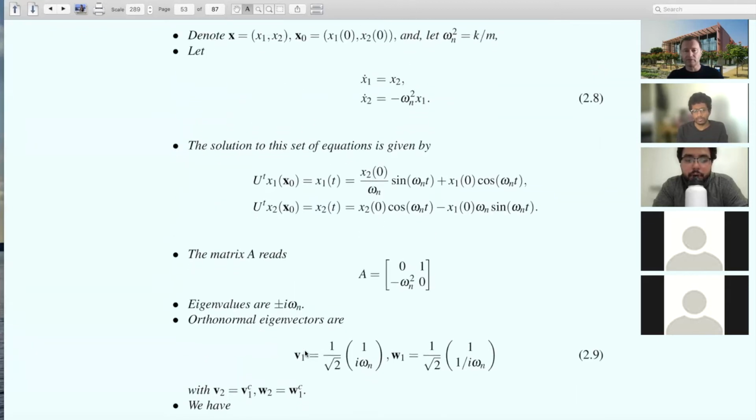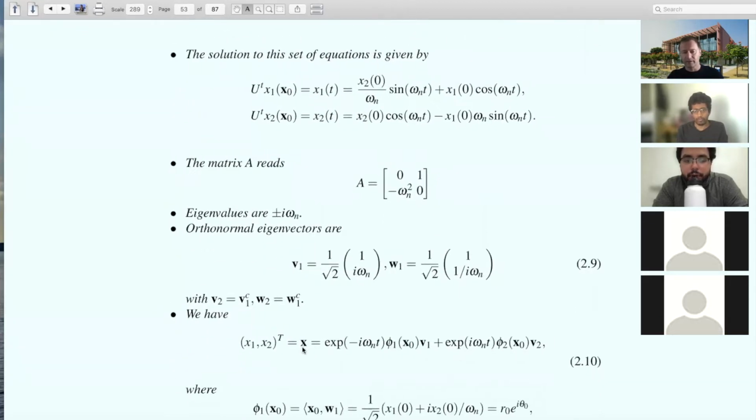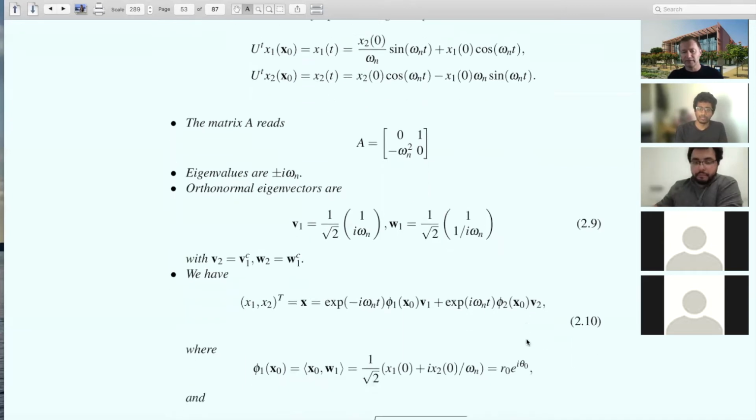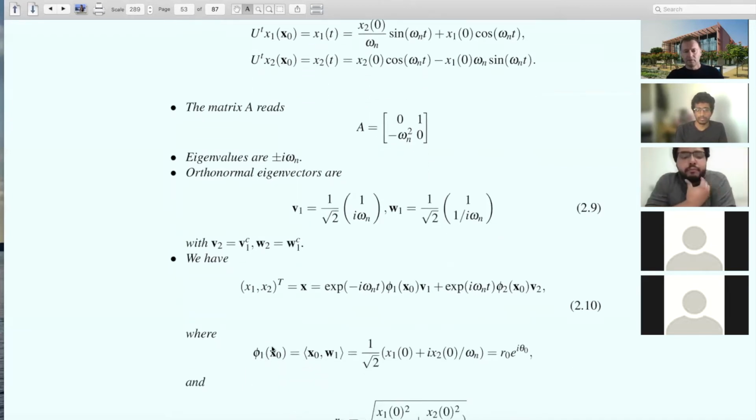So now, according to our expression on the previous page, we have that the evolution of our vector x at any time t is e to the first eigenvalue, minus i omega n t, so that's lambda 1 t, phi 1, that would be the eigenfunction, v1, plus e to the i omega n t phi 2 v2. All right, so let's find phi 1. We found v1 and v2, right, so far from the matrix. So these are the modes, the Koopman modes. Let's find the eigenfunctions. So phi 1 is an inner product between x0 and w1.